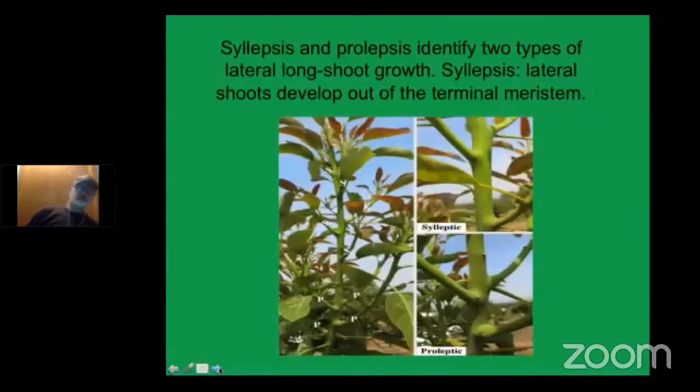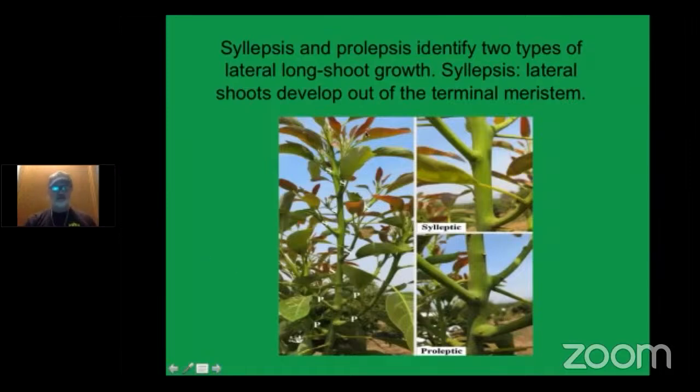Now, solepsis and prosolepsis identify 2 types of lateral long shoot growth. Now, if we had that Christmas tree, balsam fir, that I had showed the picture of, that terminal long shoot grew, well, then the laterals grew from that stem. There are other trees that as the terminal stem grows, the laterals come out as well. Solepsis is when the laterals come out at the same time as the terminal extends. And those of you who have ever grown an avocado have seen that before.